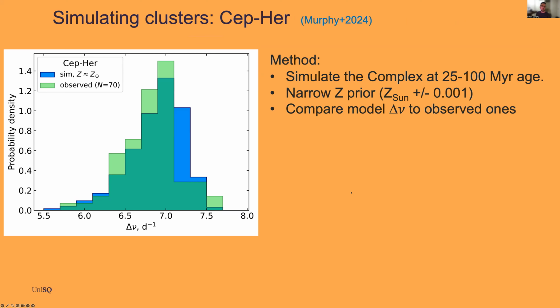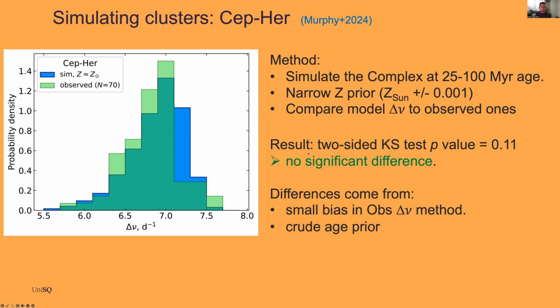I simulated some clusters. In particular, I simulated SEP-HER, on which I wrote a paper in 2024. The method here was to simulate this complex, because it's really a collection of associations, whose stars are known to have ages in this particular age range. I applied a narrow metal mass fraction prior, so it's the solar value plus or minus 0.001, so that's plus or minus about 8% or so. And then you compare the model delta nus that you get out to the observed ones. So the observed ones are this green histogram here, and the model ones are the blue histogram.